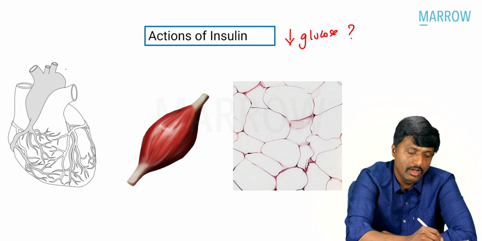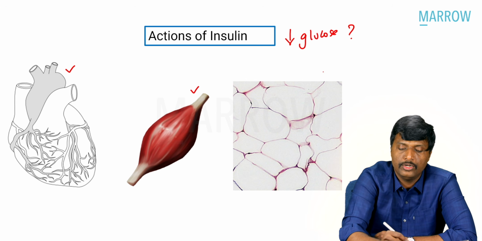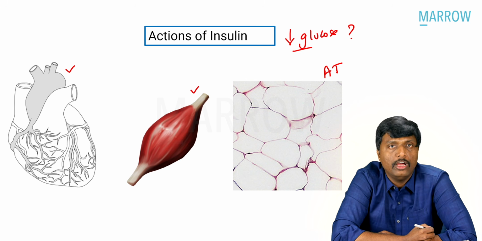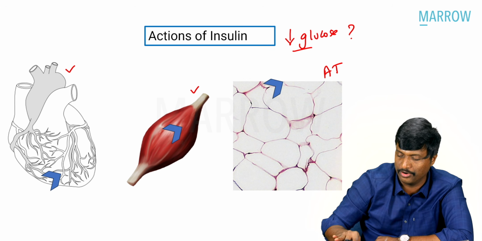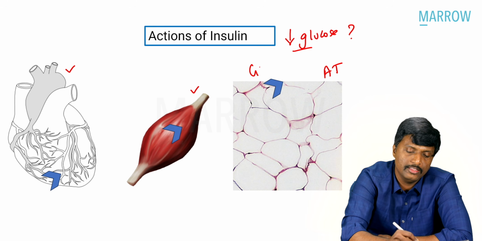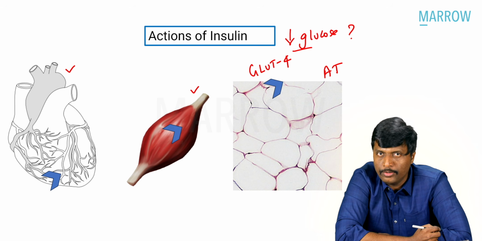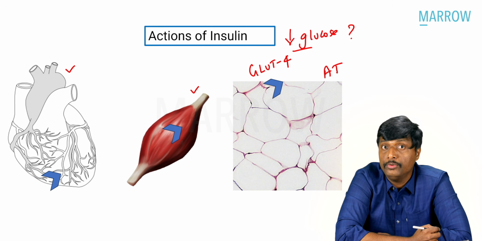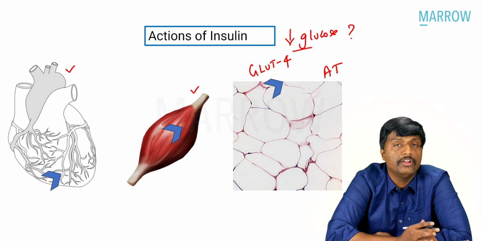The first one is heart. Second one, they are in the option, skeletal muscle. And third one is adipose tissue. How is it going to decrease glucose levels? By upregulating an important glucose transporter, which is GLUT4. So obviously from the blood, all the glucose will move into heart, skeletal muscle and adipose tissue, thereby decreasing blood glucose level. I told you about this question recently also; in the previous year they asked the same question in a different way.